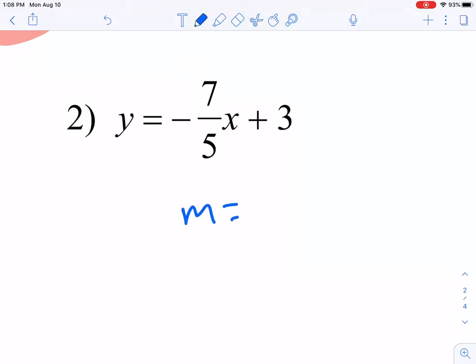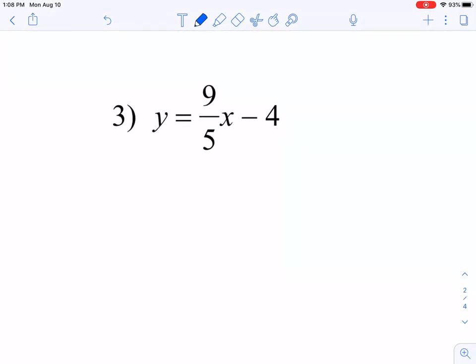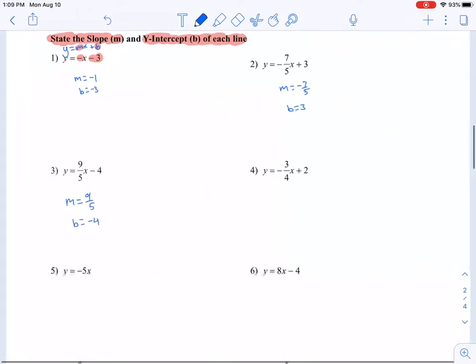So in this one, m equals -7/5. And our b is the number at the end, 3. So b equals 3. And that's all I'm going to do on each one of these. So m equals 9/5. I got that from here. It's the number next to x. b equals -4.